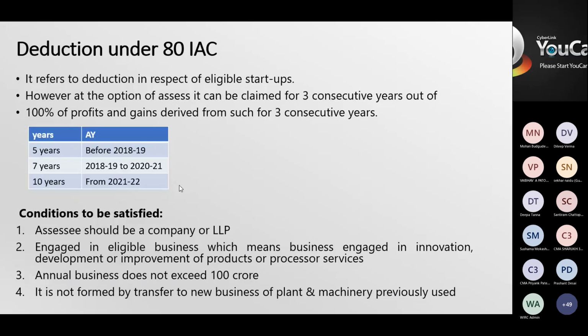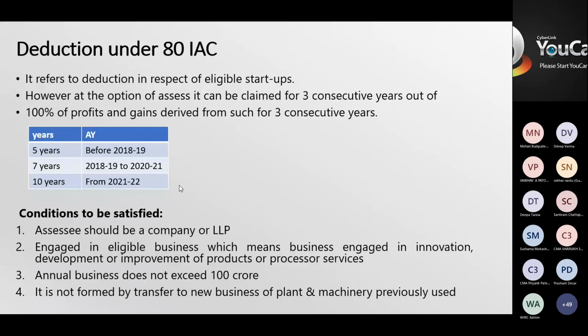Then 80IAC, again, very important for the startups. As I said, the minimum requirement is it has to be an LLP or company. And again, many of the businessmen, I'm not talking about the professionals, many of the businessmen feel that startup means if I start a company today, it becomes a startup company. It is not the case. In order to get the startup status, your product or service has to be innovative, and there is a specific approval from the government agency to qualify you as a startup unit.